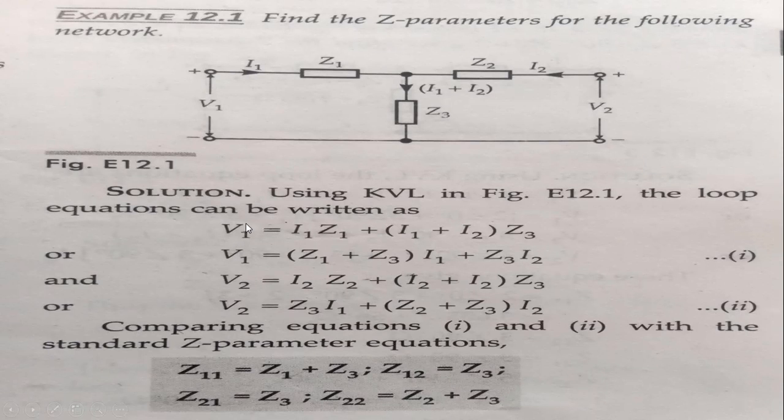So here in the Z parameter, we are interested in writing the equation of V1 as well as V2. How can I write V equals IZ? I'm not writing the R here because the Z representation is here. So always remember, with the help of Ohm's law, V equals IZ. So in the first case, V equals I1 Z1.